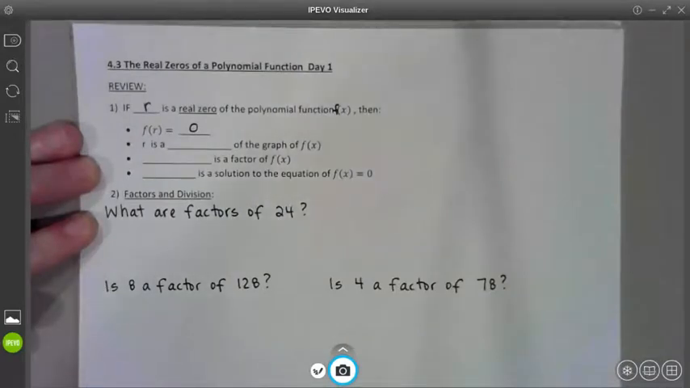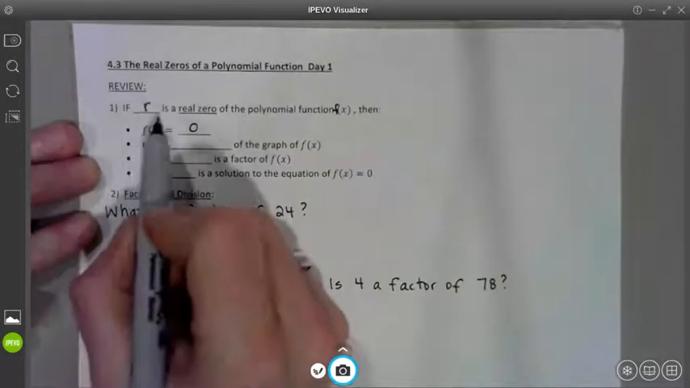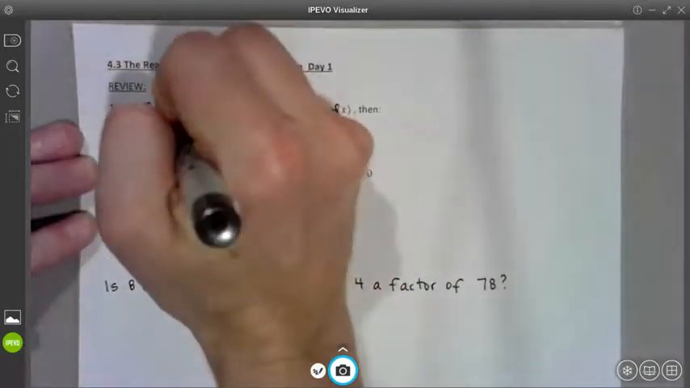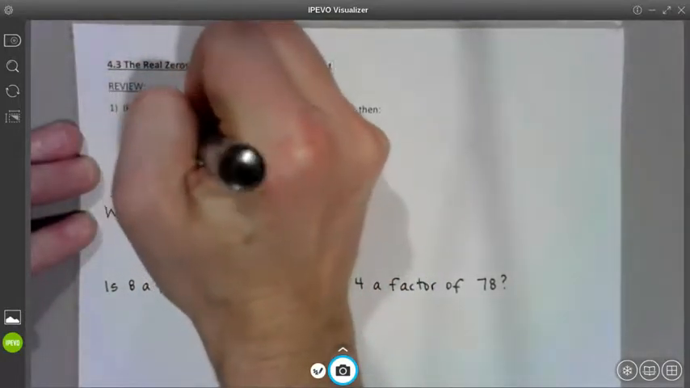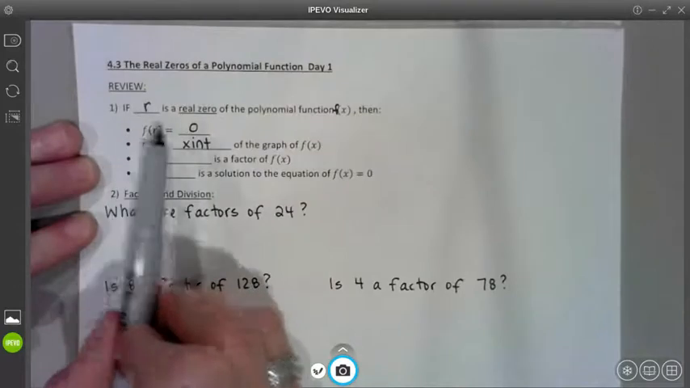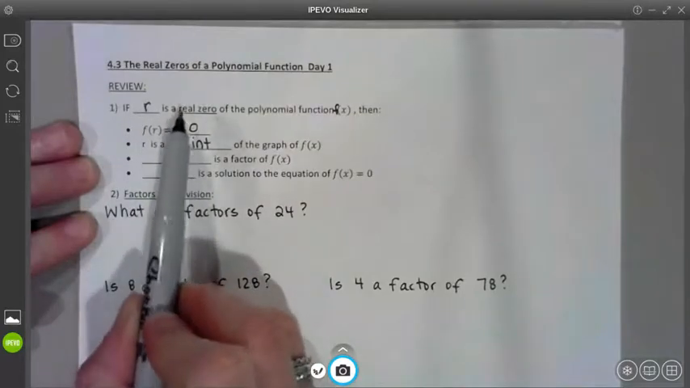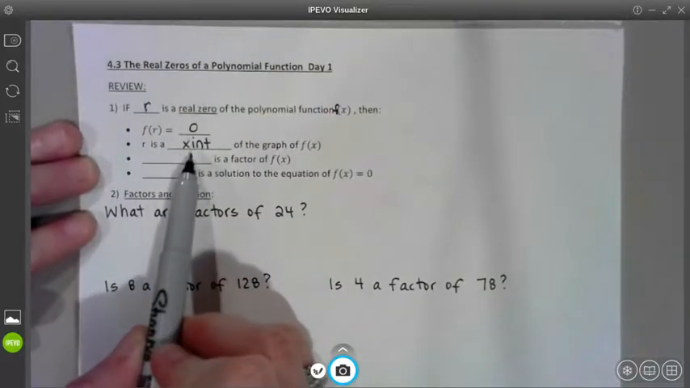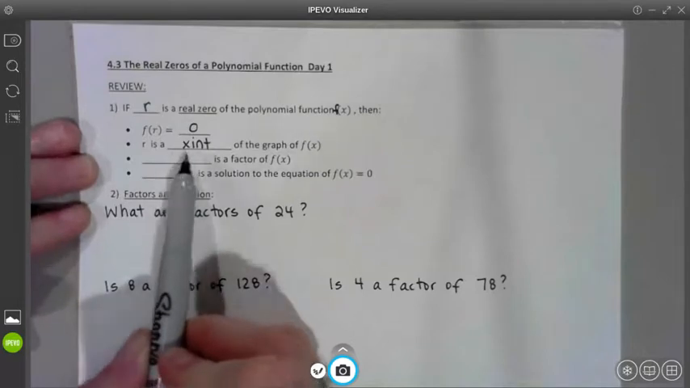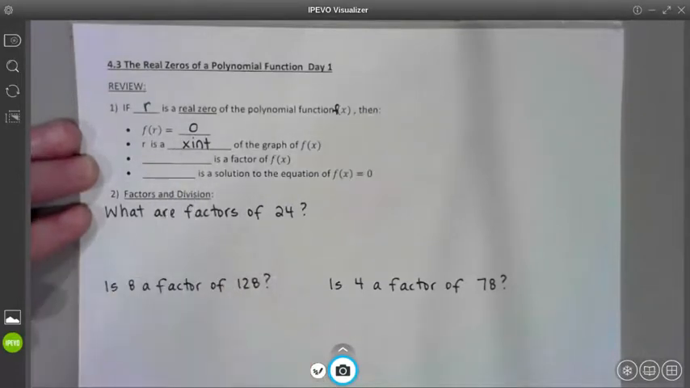R is then going to be a what of its graph? Well, if it's a 0, that means it's an x-intercept of its graph. Now remember, only the real zeros can be called x-intercepts. Any imaginary zeros are not going to be x-intercepts. They just are zeros, numbers that make the equation equal to 0, okay?